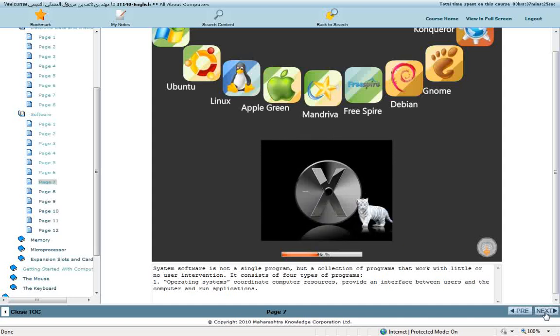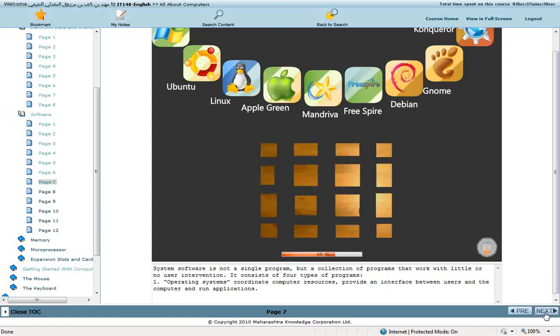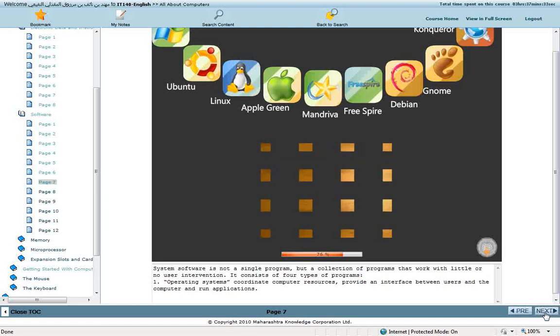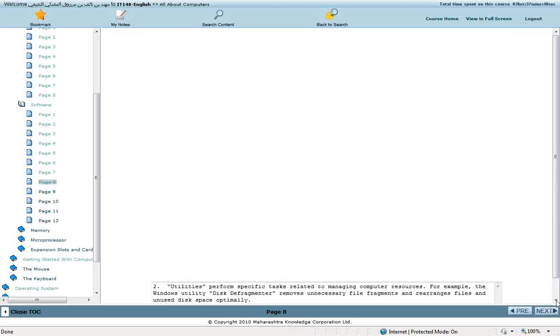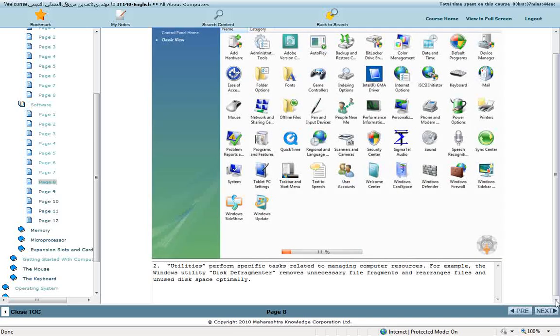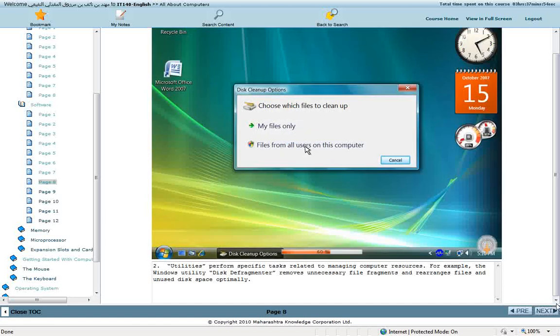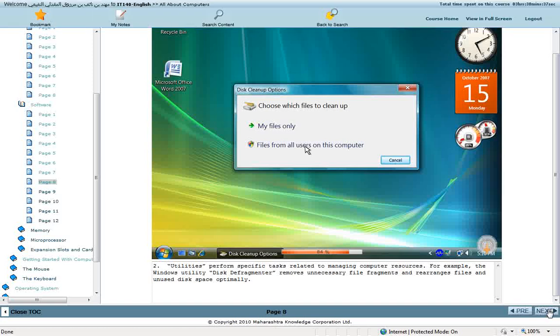It consists of 4 types of programs. Operating systems coordinate computer resources, provide an interface between users and the computer, and run applications. Utilities perform specific tasks related to managing computer resources. For example, the Windows utility Disk Defragmenter removes unnecessary file fragments and rearranges file and unused disk space optimally.